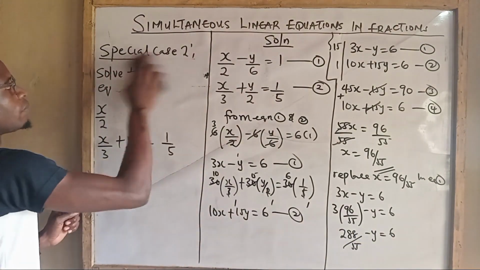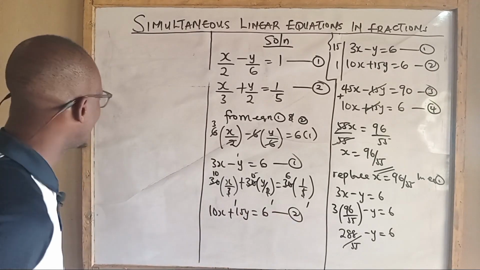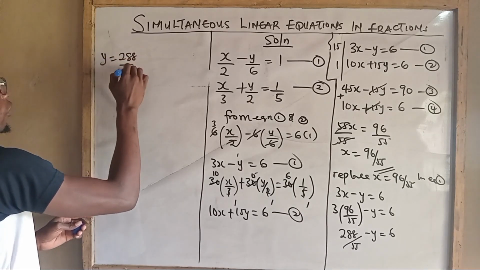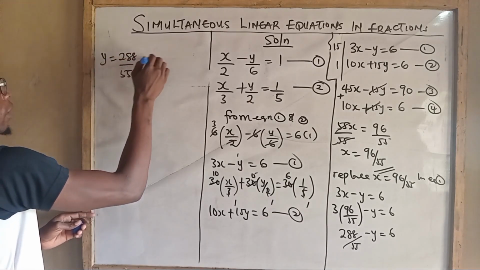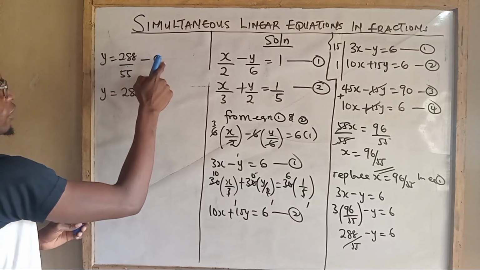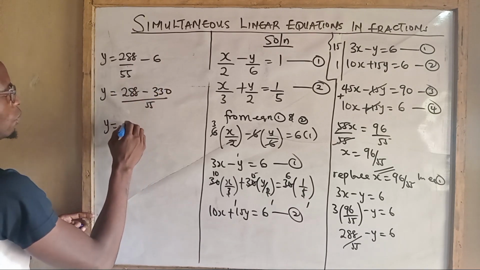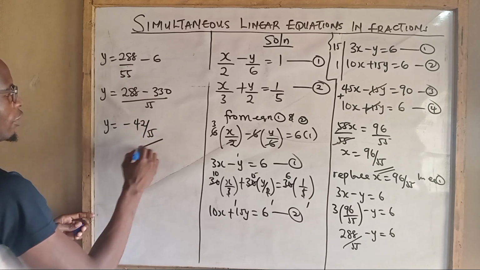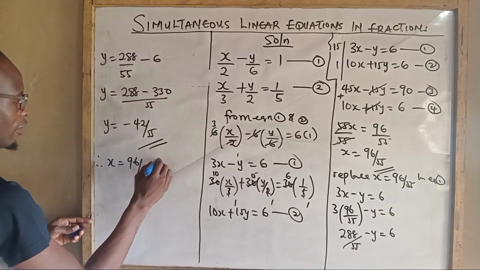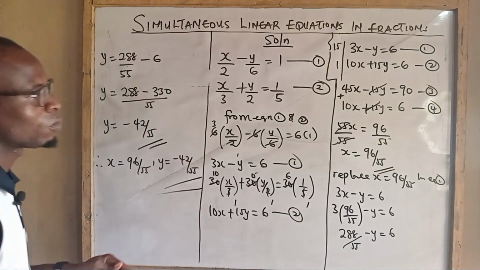So from here now, we can easily collect like terms to get the value of y. So y is equal to 288 over 55 minus 6. If you look for the LCM here, you have 288 minus 55 times 6. That should give us 330 over 55. So 288 minus 330 will give minus 42 over 55. Therefore, the value of x, we have it as 96 over 55, and the value of y, we have it as minus 42 over 55. And that is all. So this is how to solve problems like this.